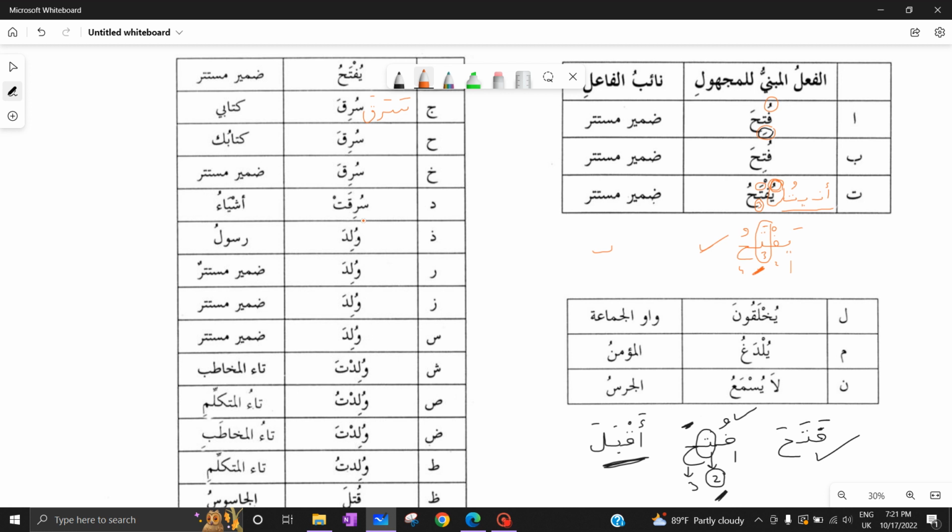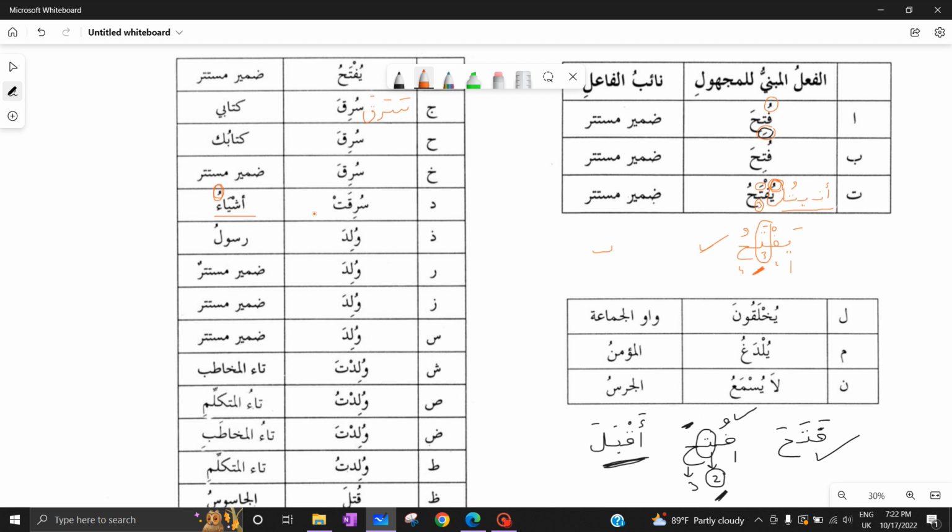Now, suriqa, what happens? Suriqat ashya'u. Now, what happens here? There may be a sentence in this lesson, suriqat ashya'u, means the things were stolen. What was stolen? The things were stolen. So in this case, the maful bihi has become the naibul fa'il. The moment it becomes naibul fa'il, the fatha of maful bihi is removed and a dhamma of fa'il is given to ashya'. That's why this maful bihi is acting as a fa'il right now. So when it represents a fa'il, it also represents its haraka.